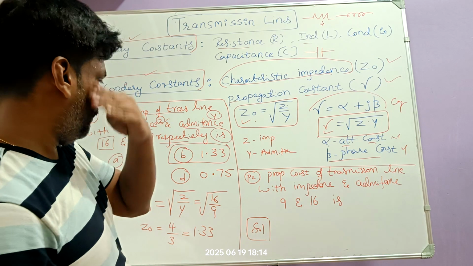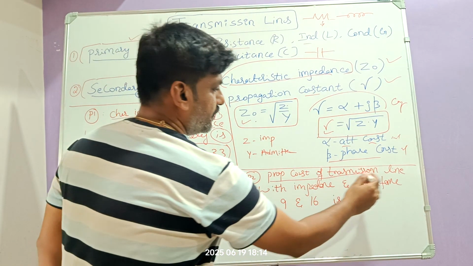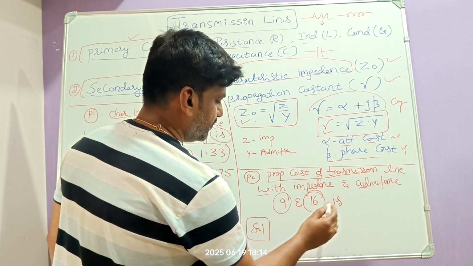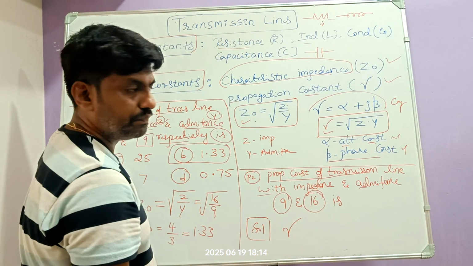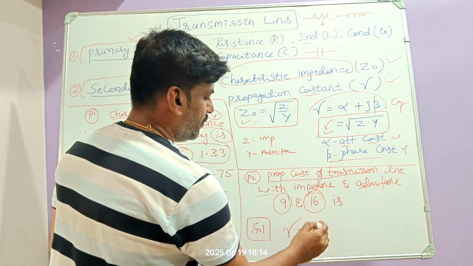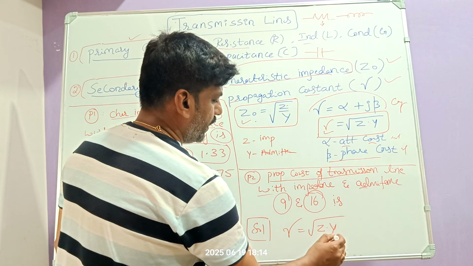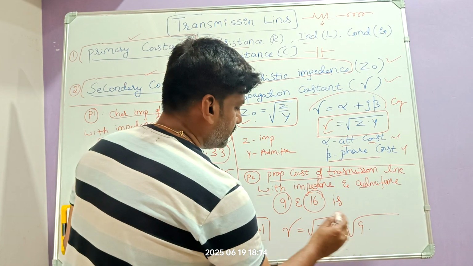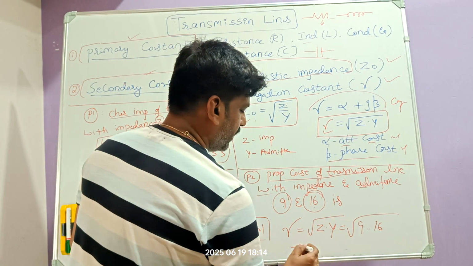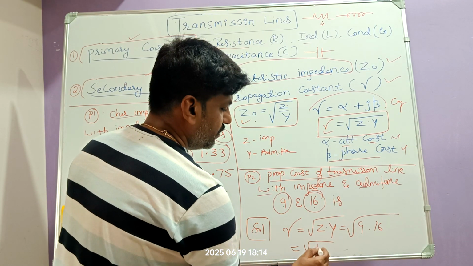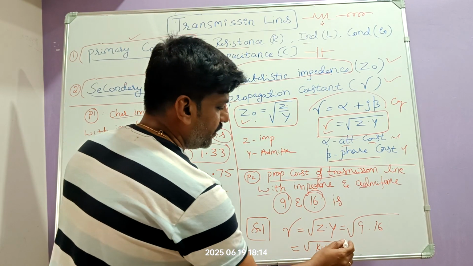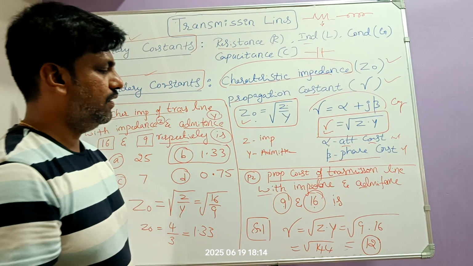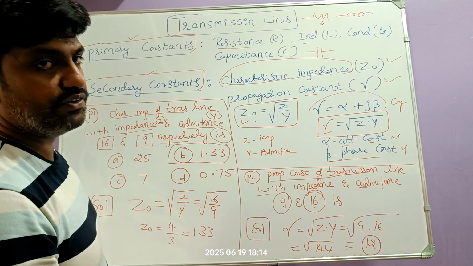So one more problem. Propagation constant of the transmission line with the impedance and admittance value 9 and 16 is. So we should calculate this gamma now. For this we have the formula gamma is equal to root of Z into Y, right? So what is impedance? 9 is given. What is admittance? 16 is given. So what is 9 into 16? 144. Since it is under the square root, the value is going to be 12. 12 is the propagation constant of the transmission line.